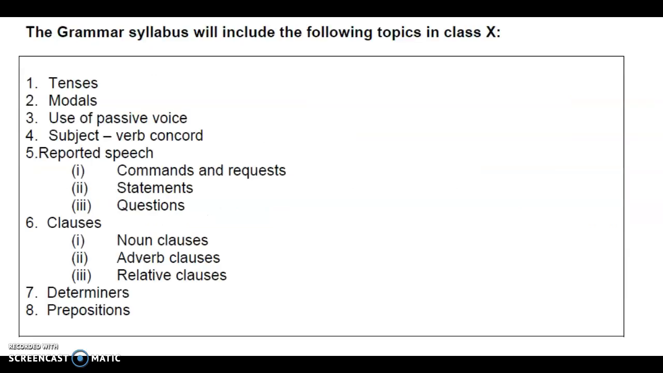Let's look at the elements of grammar. We have tenses, modals, use of passive voice, subject-verb concord, that is subject-verb agreement, reported speech comprising of commands and requests, statements, and questions. Then we have clauses, noun clauses, adverbial clauses, and relative clauses, determiners, and prepositions.